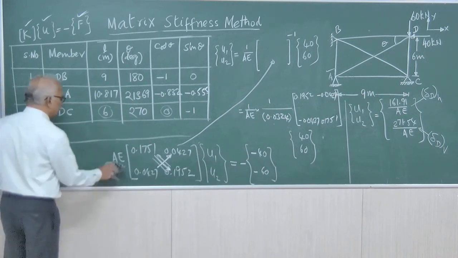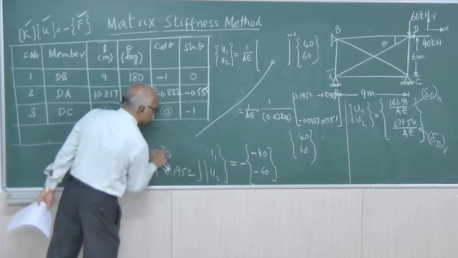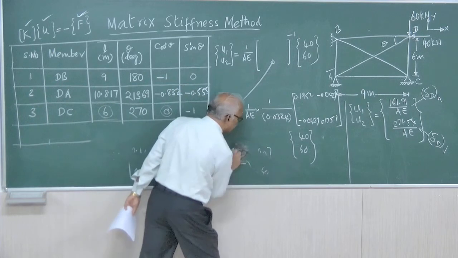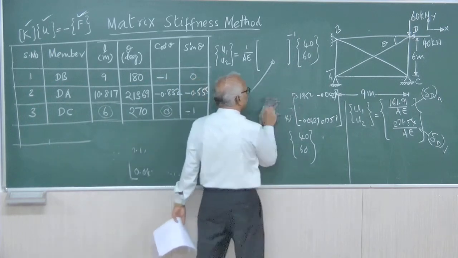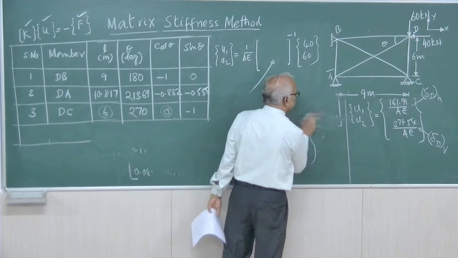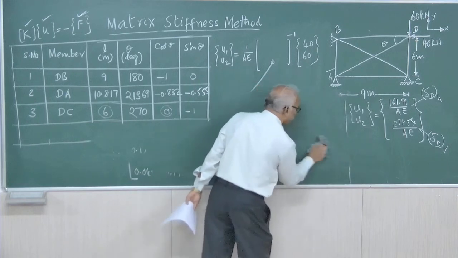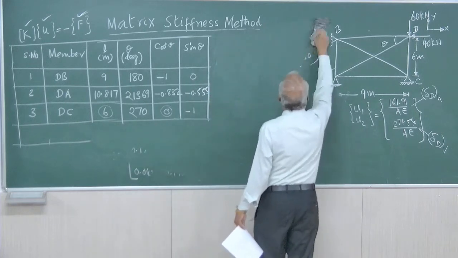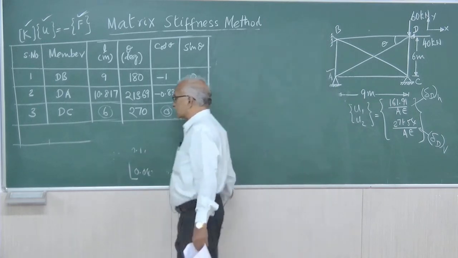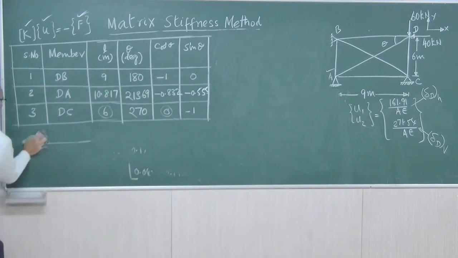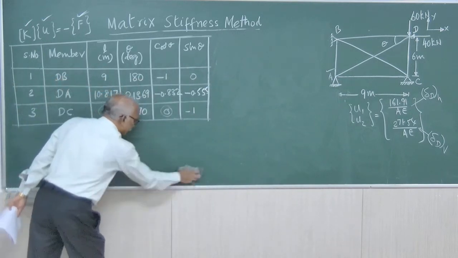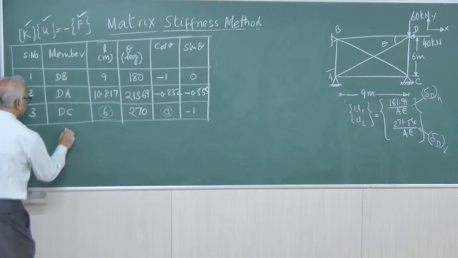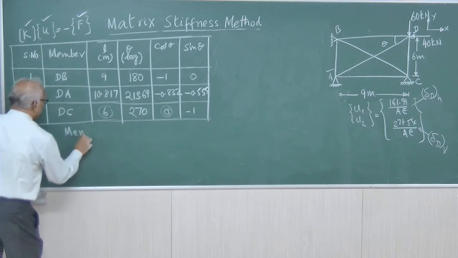Right. So after this, we have to find out the final forces. Once you find out the primary unknowns, namely the displacements, it's only a question of calculating the final forces. For that also, I will show one calculation. Other things the viewers can do. Right. Member forces, or final forces in members. I will write it as member forces.